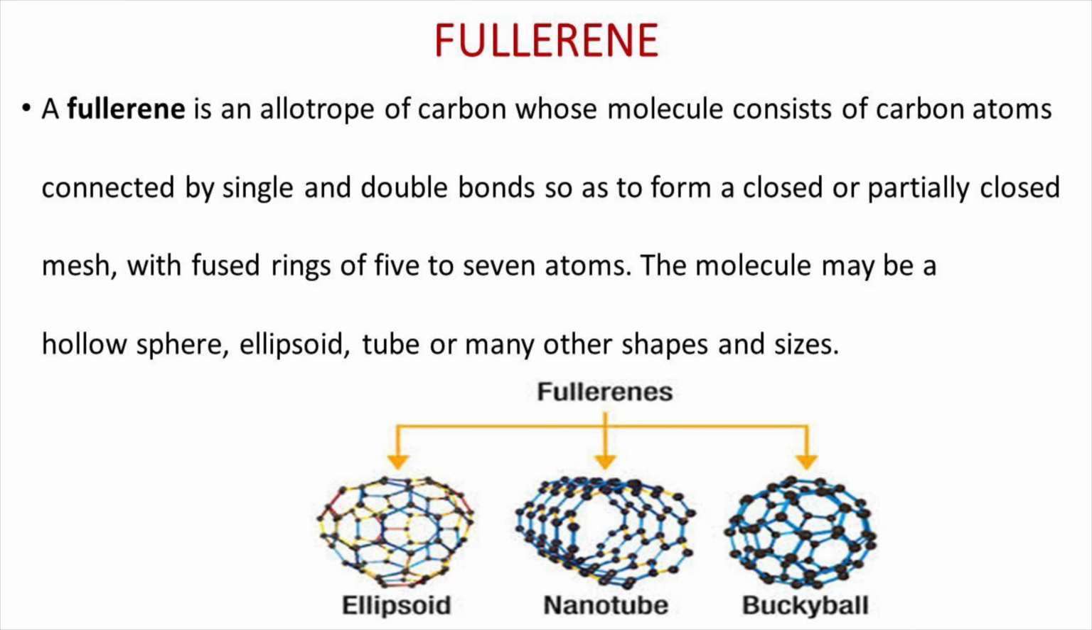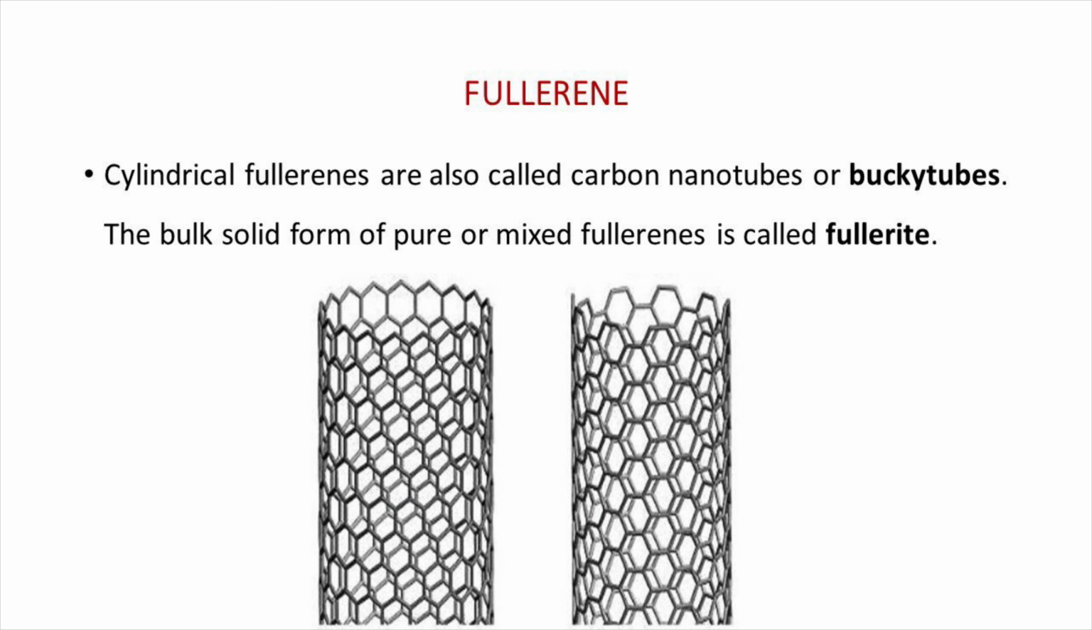A fullerene is an allotrope of carbon whose molecule consists of carbon atoms connected by single and double bonds so as to form a closed or partially closed mesh with fused rings of 5 to 7 atoms. The molecule may be a hollow sphere, ellipsoid, tube, or many other shapes and sizes. Cylindrical fullerenes are also called carbon nanotubes or Bucky tubes.